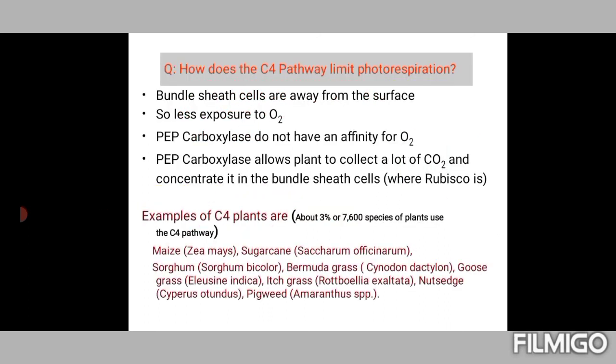And the C4 pathway limits photorespiration. How? Bundle sheath cells are away from the surface, so less exposure to oxygen. Phosphoenolpyruvate carboxylase does not have an affinity for oxygen. So it accepts carbon dioxide and gets to oxaloacetate, a 4-carbon compound. Then phosphoenolpyruvate carboxylase allows the plant to collect a lot of carbon dioxide and concentrate it in the bundle sheath cells where rubisco is present. So this is how C4 plants work.